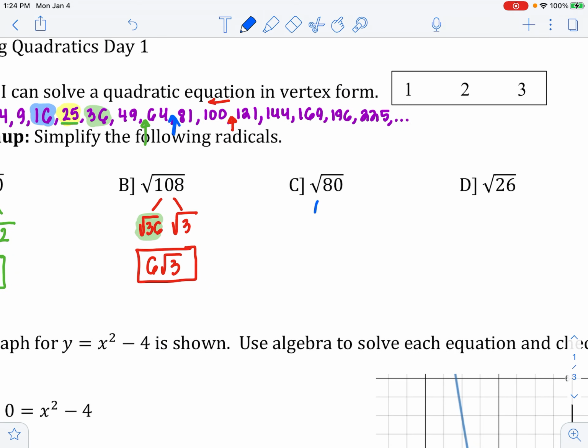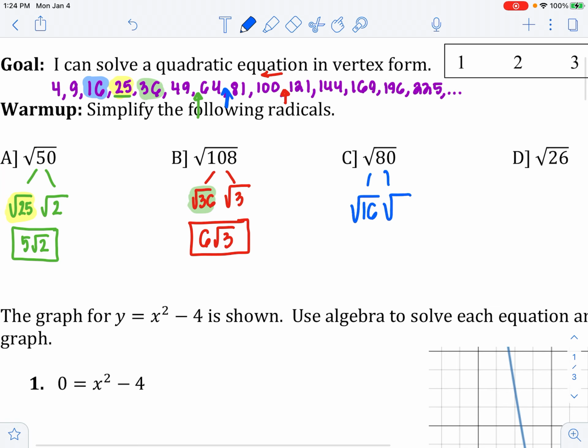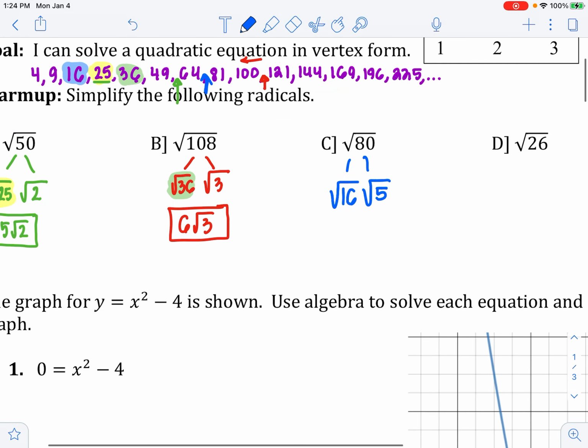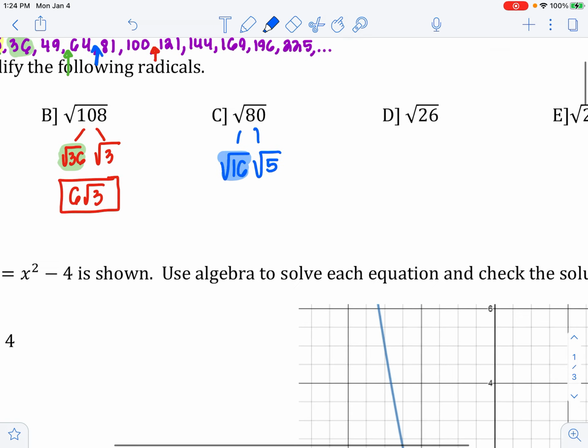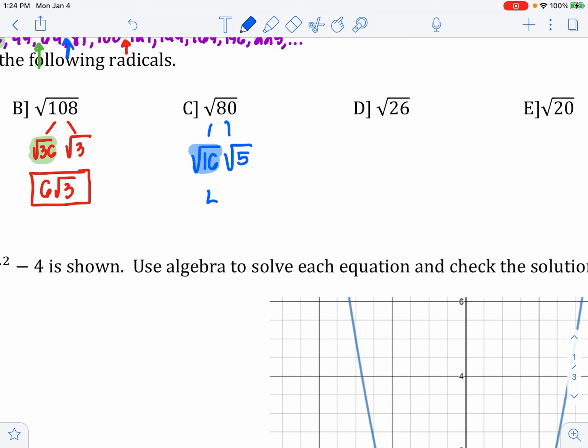So once again, I'm going to break this into 2 radicals. 16 goes here. And don't forget to make your radicals, because people forget them all the time. 16 goes into 80 five times. So now I know the square root of 16 is 4. So this is 4 root 5.